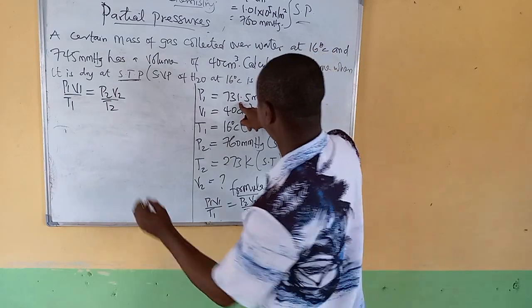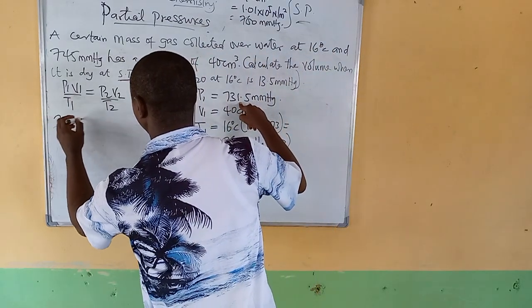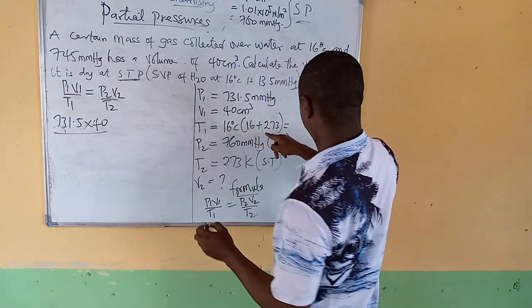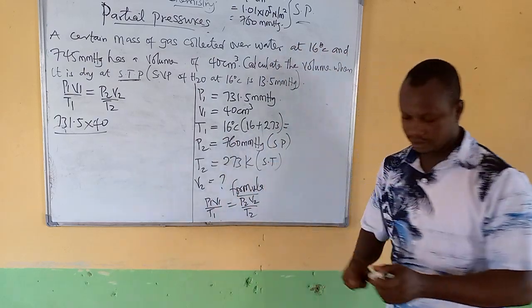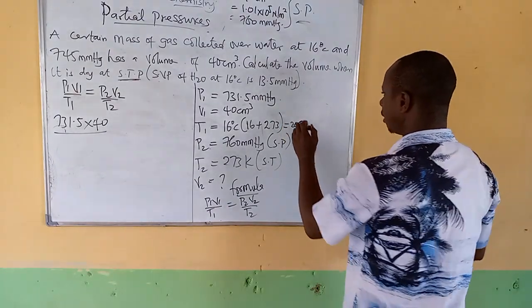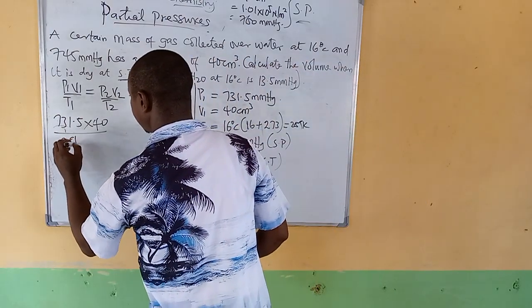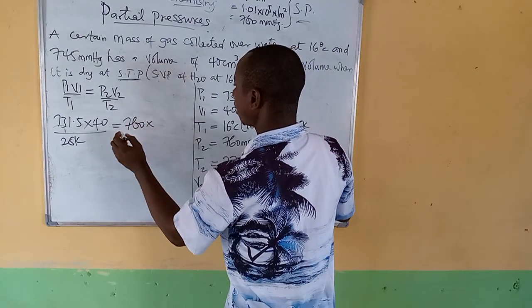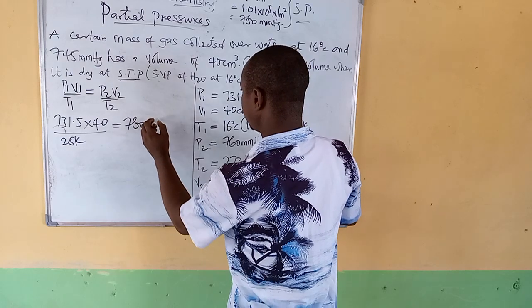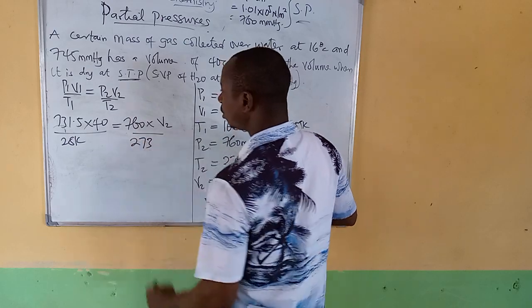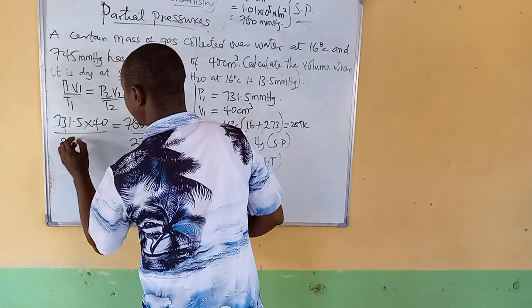So what is our P1? Our P1 is 731.5. What is our V1? 40. What is our T1? Add 16 plus 273, which is 289K. What is our P2? 760. What is our V2? V2 is unknown. What is our T2? 273.